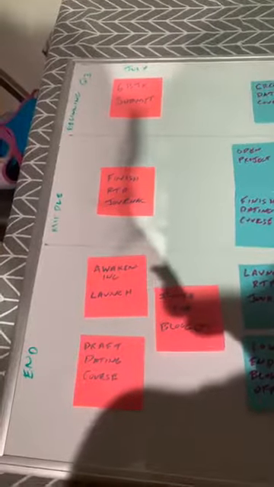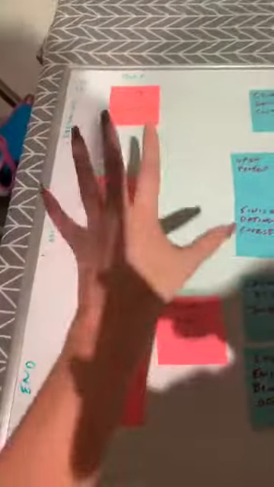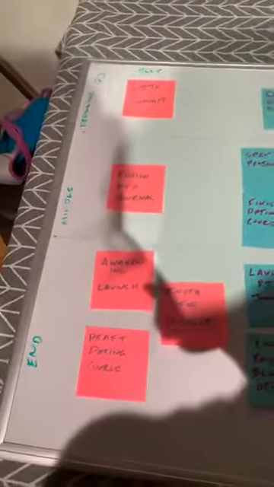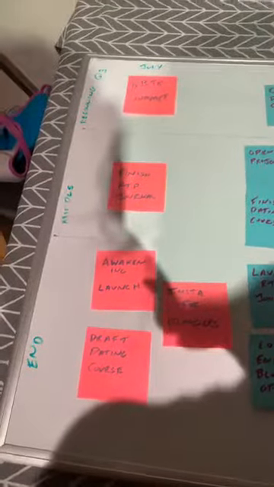I just do 3 months at a time, and then I divide each month into thirds, and then I put the projects on there that I want to do. And like I said, I'm building my product line out right now. So most of these are launches and making products, because that's what I'm focusing on.